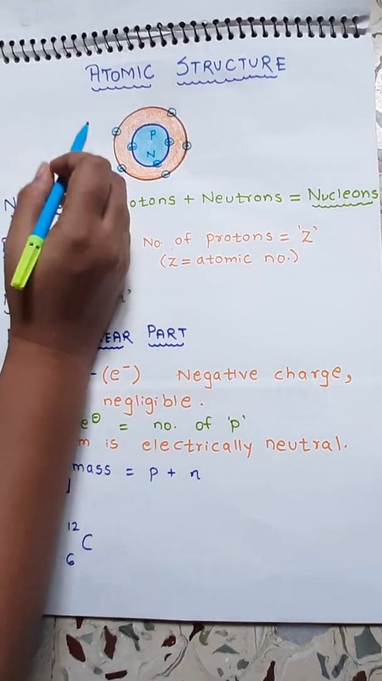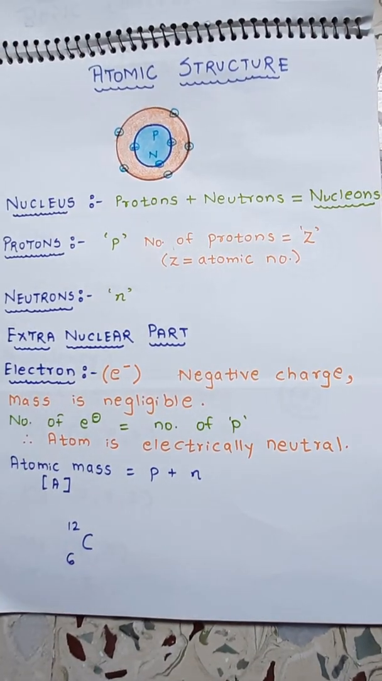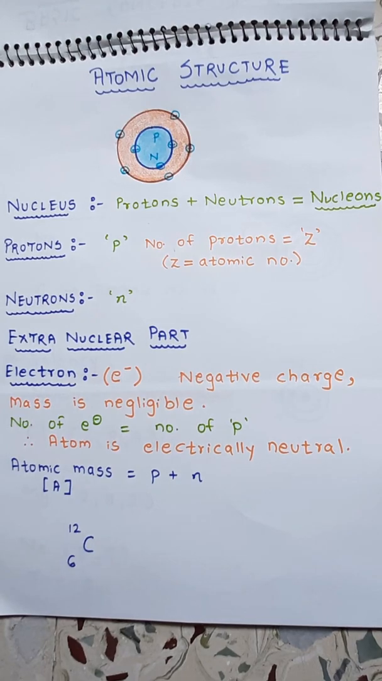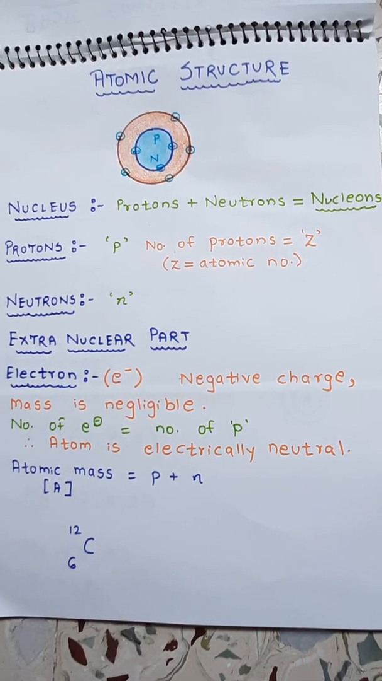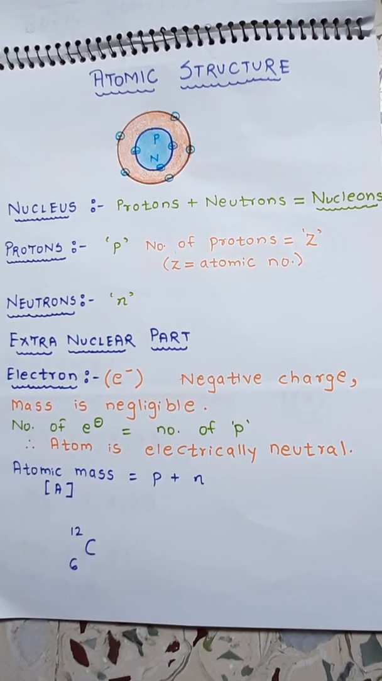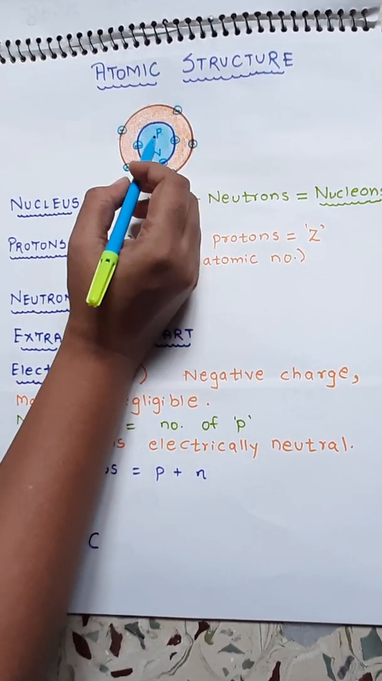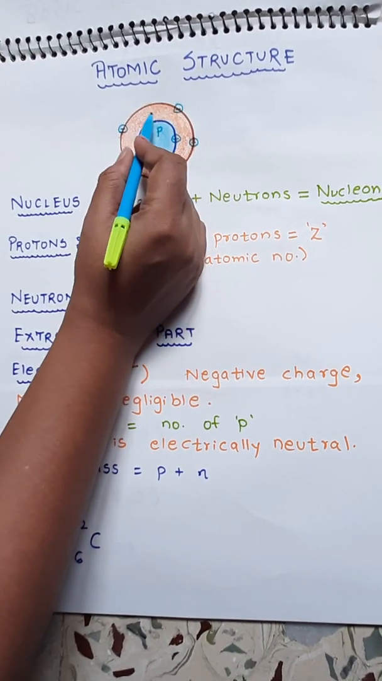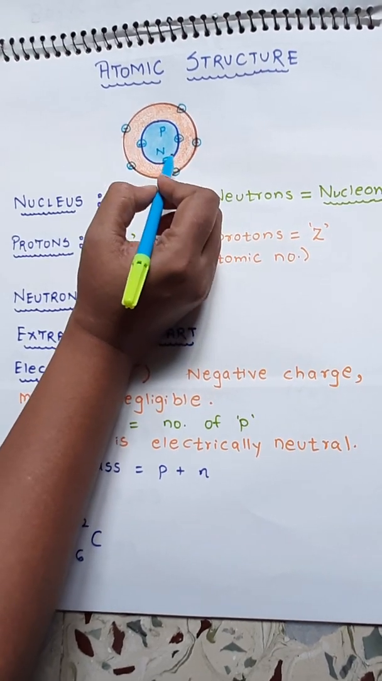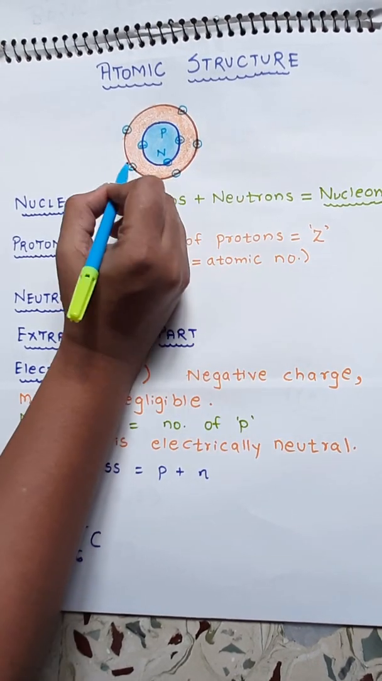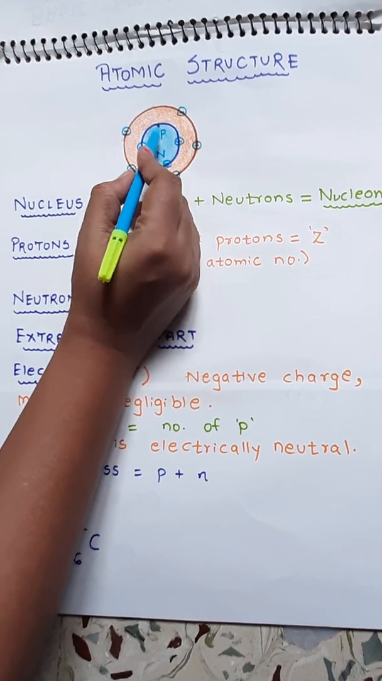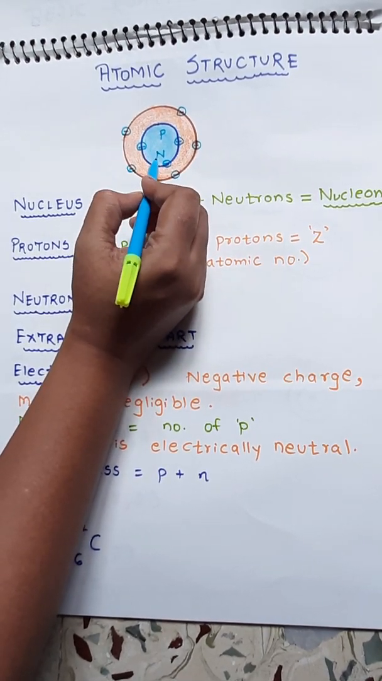Okay, today's topic is atomic structure. In this topic, you're going to study about nucleus, protons, electrons, valency, valence electrons, and in detail about it. So, atomic structure: an atom is formed from the nucleus and the extranuclear part. The extranuclear part consists of electrons, and inside the nucleus there are protons and neutrons.